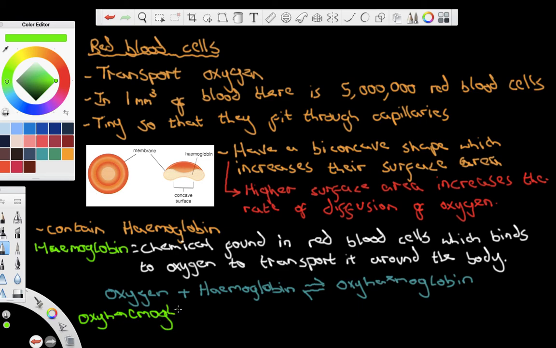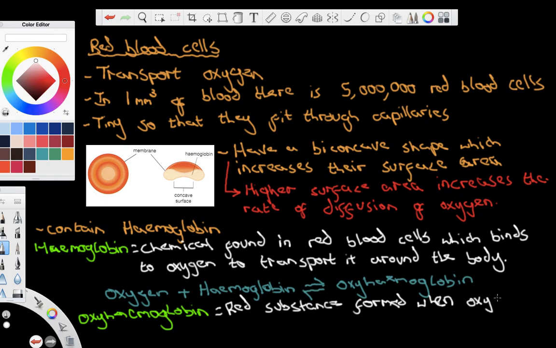Oxyhemoglobin we can define as the bright red substance formed when oxygen binds to hemoglobin in red blood cells.